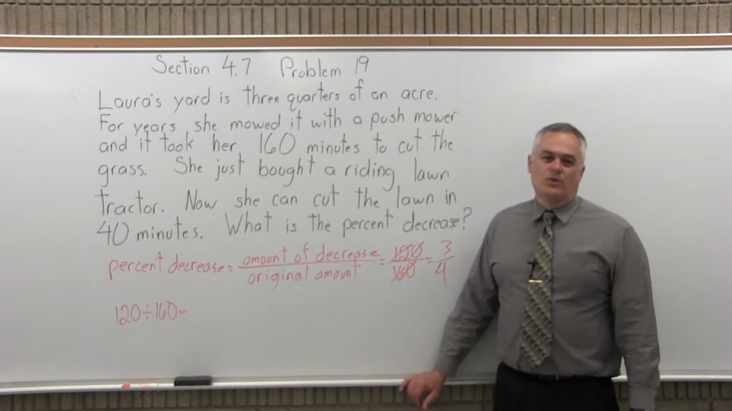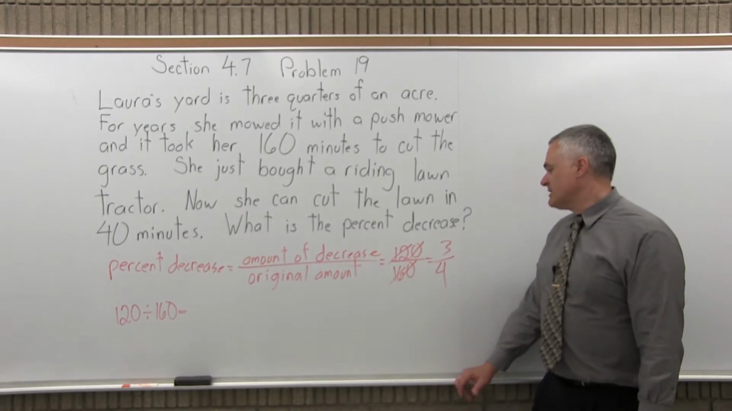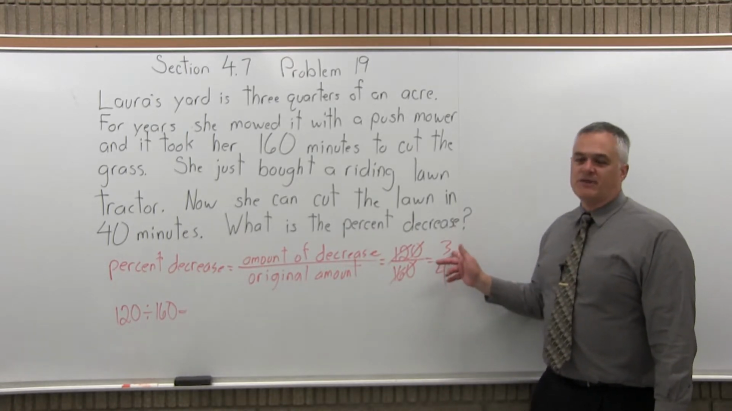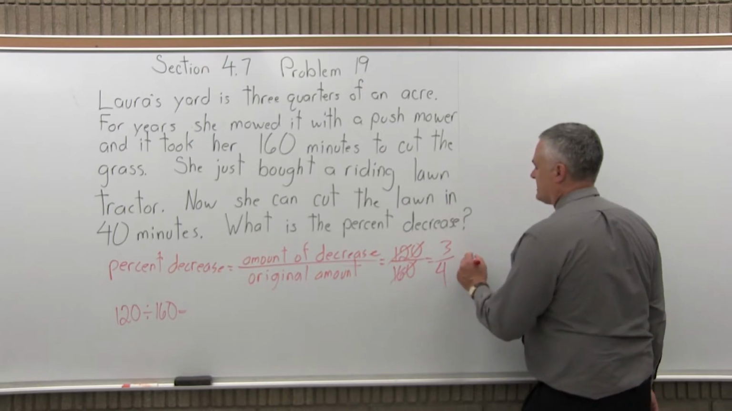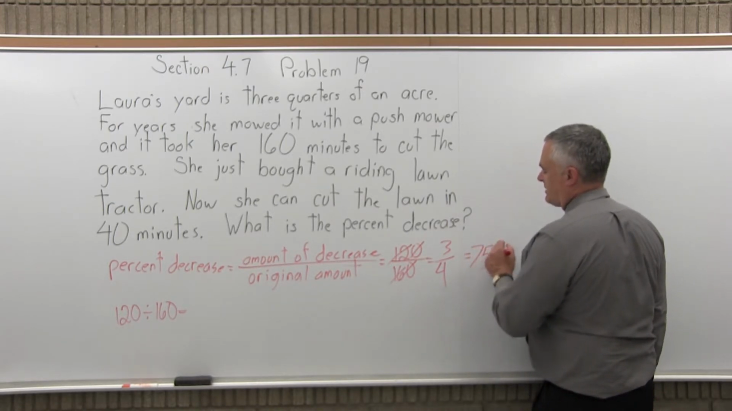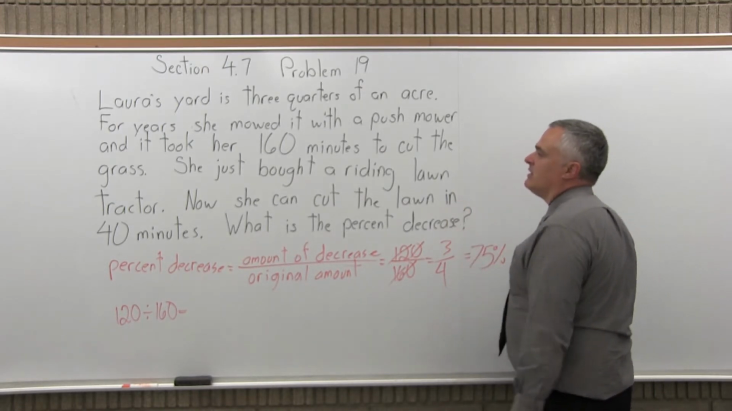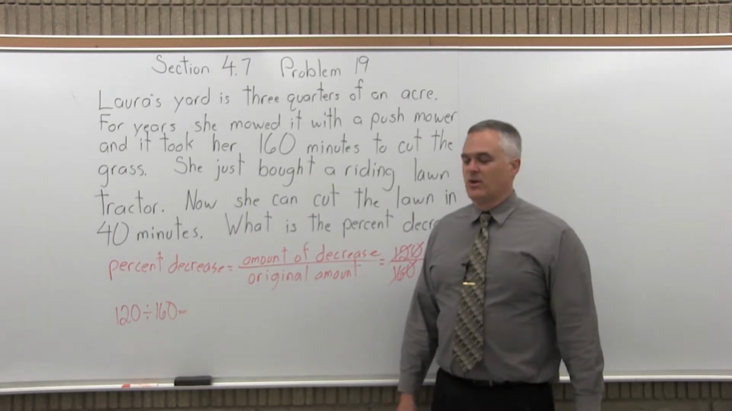Now, this is one of the ones I recognize. A lot of people recognize 3/4 as being 75%. So if you recognize it at this point, you just go right to 75% and you're done. It's a 75% decrease in the amount of time it takes to cut the lawn.